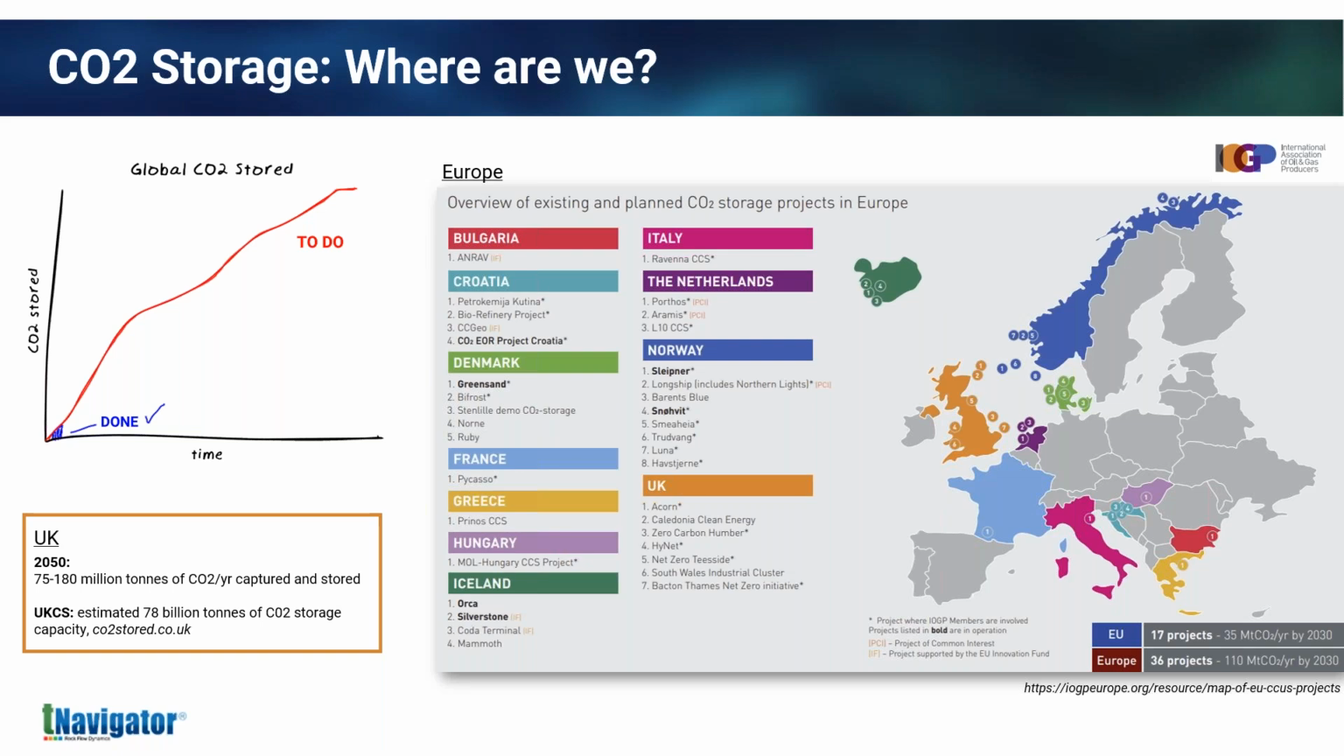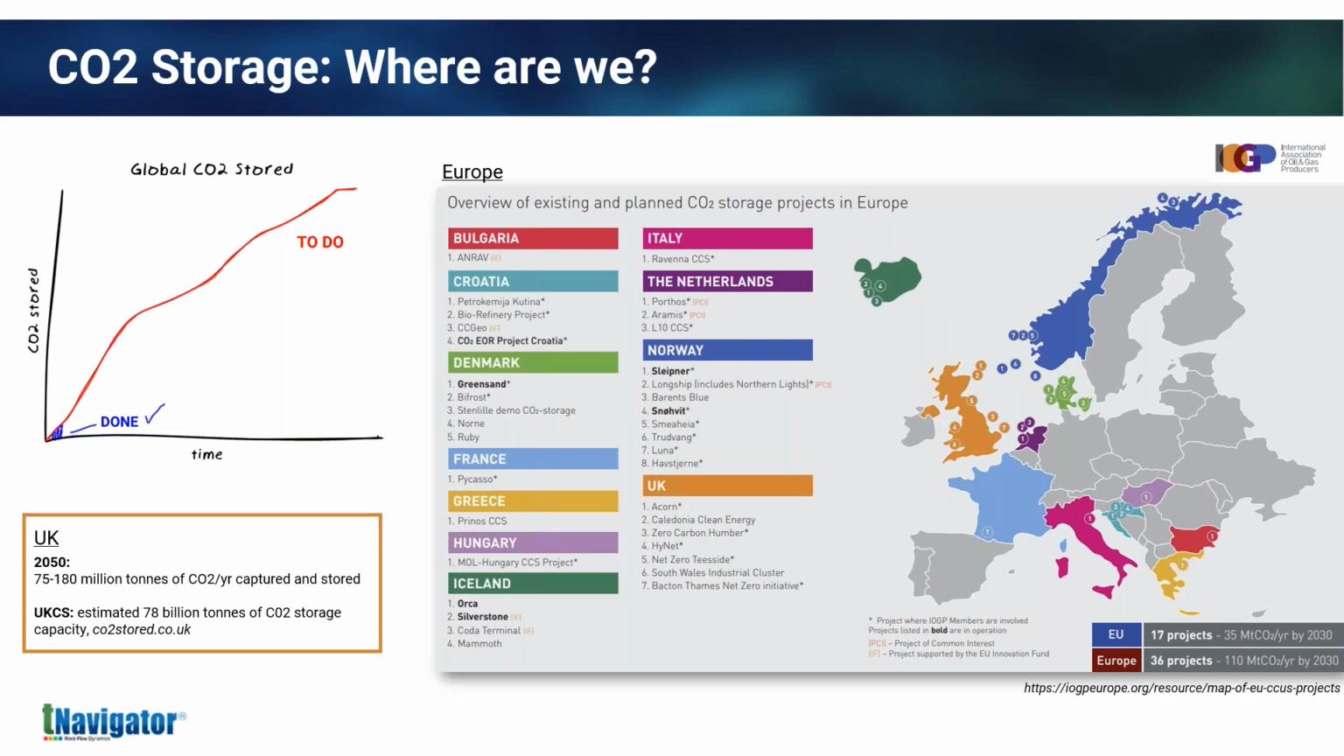When we look across to Europe, we can see there's around 36 projects in the pipeline. The ones in bold marked on this map from the ILGP are the projects that are currently ongoing. Of course, we've heard of projects like Snohvit, Sleipner, and Greensand. They predict by 2030 that we should be able to store 110 million tons of CO2 per year. So what does this all mean? It means that we've got a long way to go, and this means we're going to have to do a lot more CCS modeling.